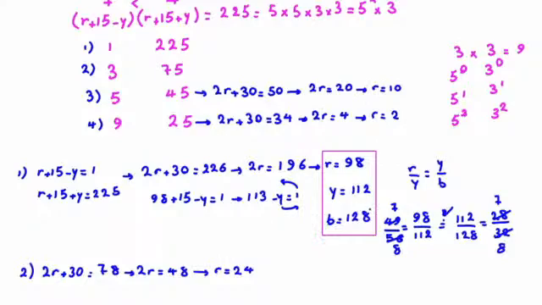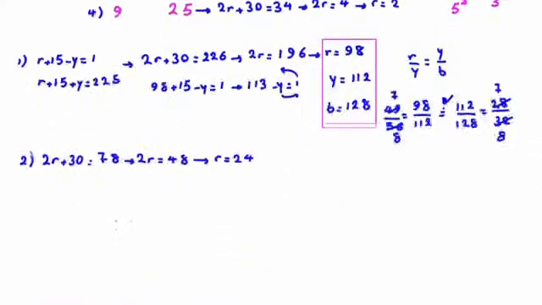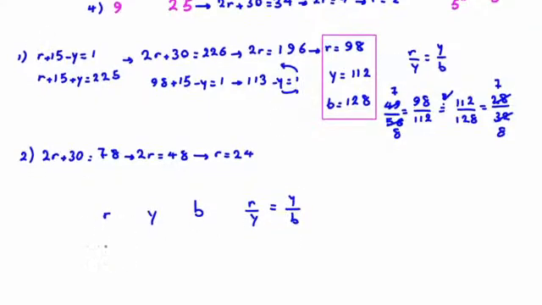This one, and let's consider each of them. Let's calculate R, Y, B, and then we should check whether R over Y equals Y over B or not, to make sure we have no careless mistakes. So for the first case, R was 98, Y 112, B 128, and both ratios were 7 over 8. It was okay.